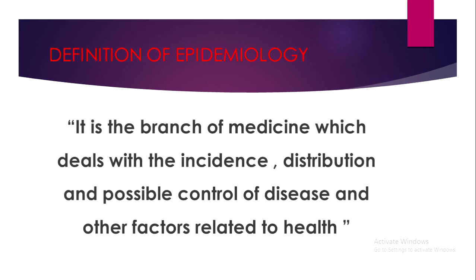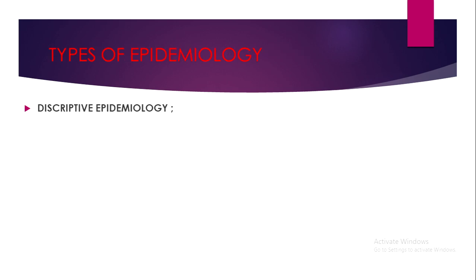So after discussing all the key terminology, we can define epidemiology as the branch of medicine which deals with the incidence. Incidence means the occurrence of new cases in a population, and distribution, which is the frequency and who, where, when the people are getting this disease, and possible control, disease prevention, and other factors related to health. So all these things come under the umbrella of epidemiology.